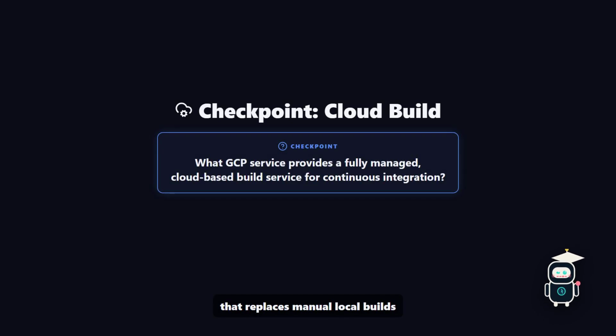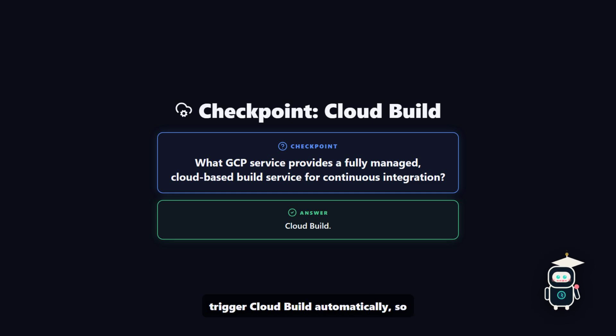The service that replaces manual local builds with automated, consistent cloud builds is Cloud Build. It's not just a tool. It's the engine that runs your CI pipeline. Remember, every push to your source repository can trigger Cloud Build automatically, so you never need to manually run tests again.